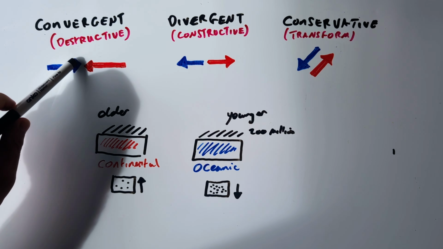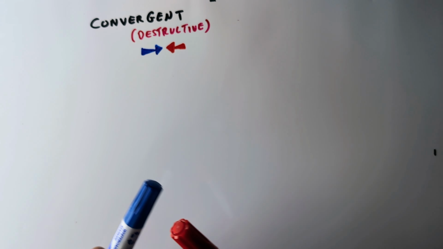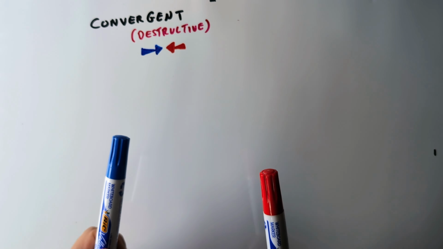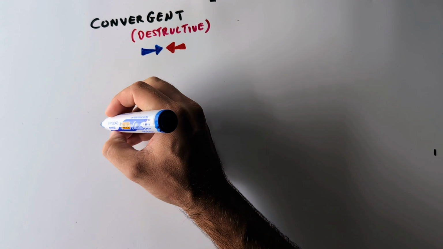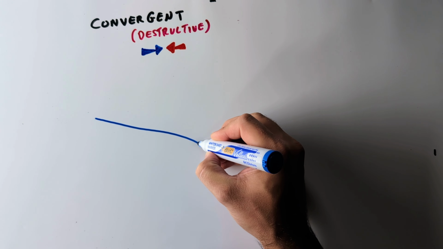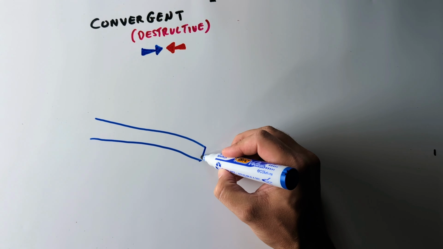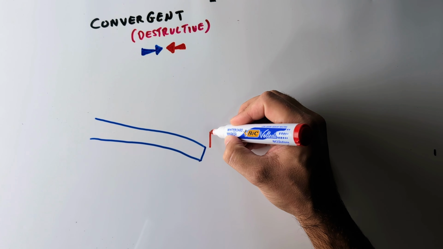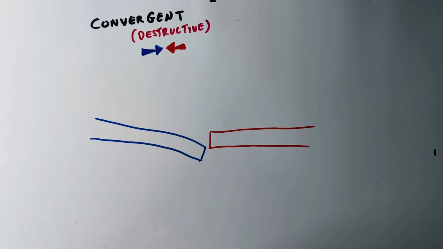Let's start with convergent plate boundaries. So we'll jump into that. Okay, so let's deal with the most complicated first in convergent plate boundaries. Remember, blue is oceanic and red is continental. So in a convergent plate boundary, the plates are going in opposite directions. And so here is our oceanic plate. And here is our continental plate. So we have our two tectonic plates.